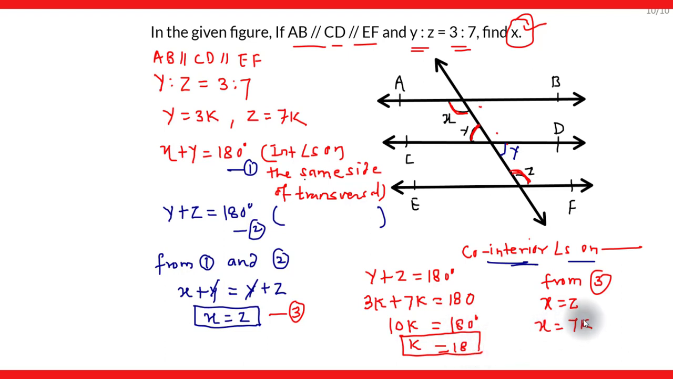K we have got as 18. Put the value of k as 18. So x is equal to 7 into 18. Because k is 18. So 18 sevens are 126 degrees. So the measure of angle x that we have got is 126 degrees.